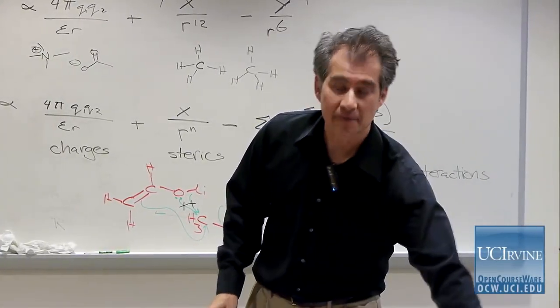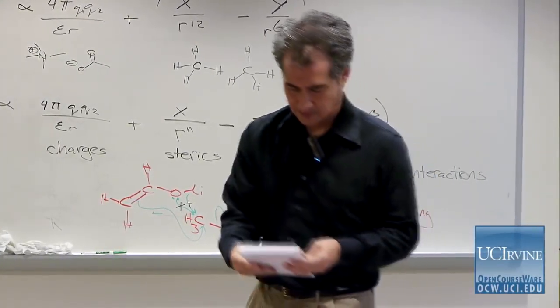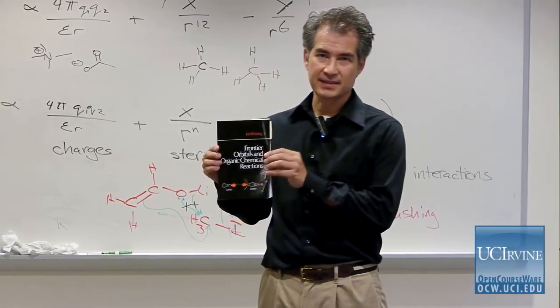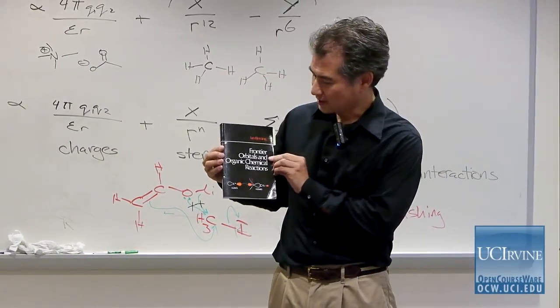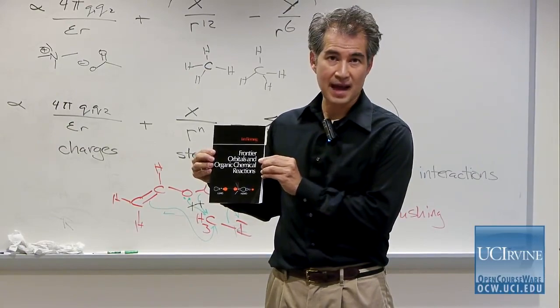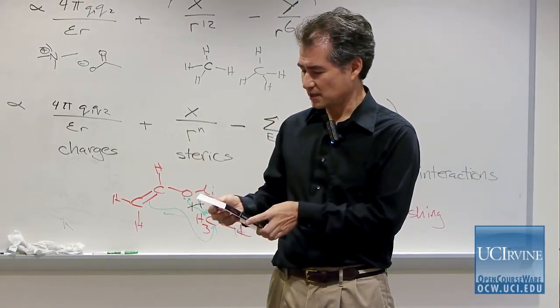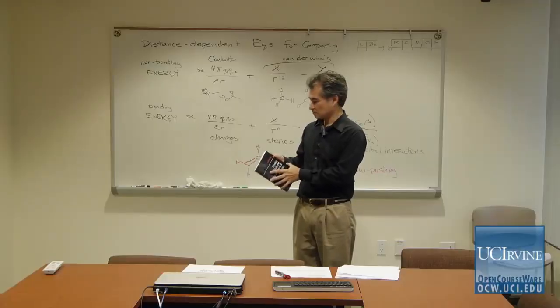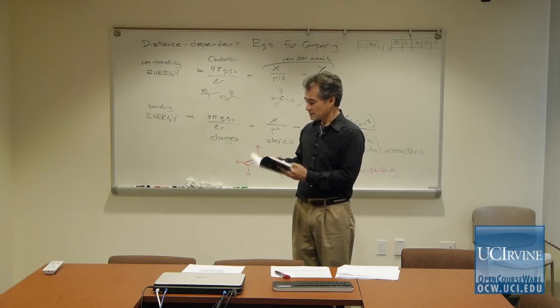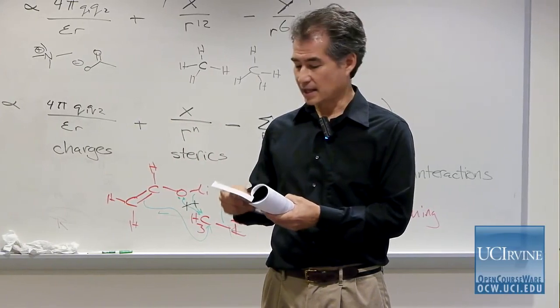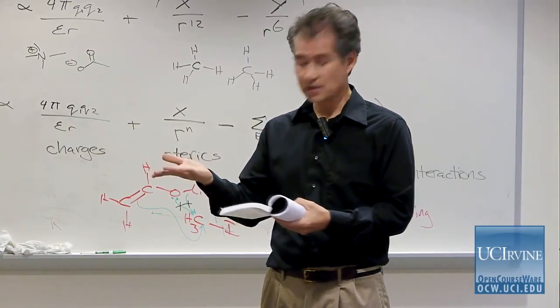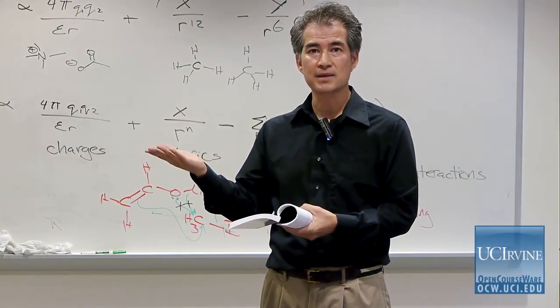I'm going to read a little bit from a book that dates back to the mid-1970s. This is a book by Ian Fleming called Frontier Orbitals and Organic Chemical Reactions. Since then, a new edition has come out that's got much more information in it, but it's missing some of the art that really drove my generation of organic chemists. There's a section in this book that discusses electrophilic aromatic substitution.